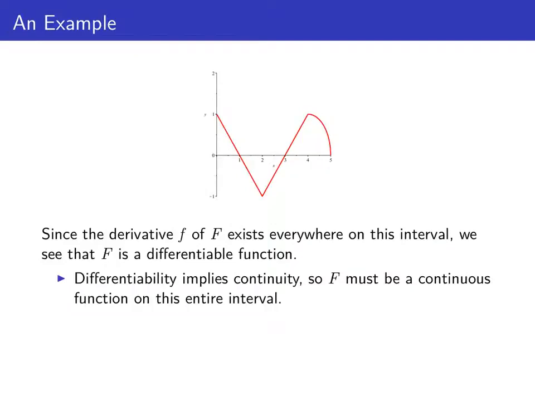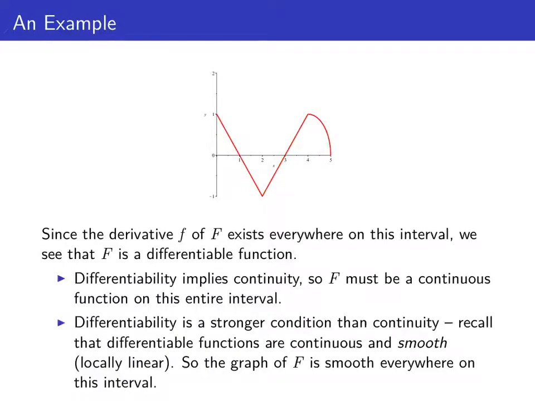Now notice that big F has a derivative. Its derivative is this function little f, and the derivative is defined on this entire interval. So our function big F, our antiderivative, is a differentiable function. And remember, a differentiable function is continuous, so our big F has to be continuous on this interval. Differentiability is a stronger condition than continuity. In fact, differentiability means continuous and smooth. So our antiderivative big F will have to be a smooth curve on this interval. We want to keep that global behavior in mind as we draw the graph.